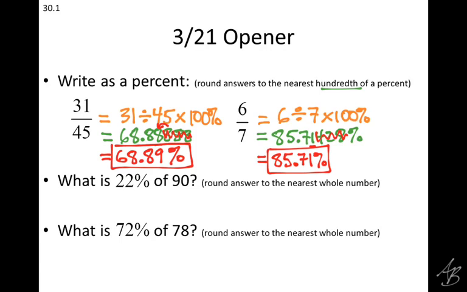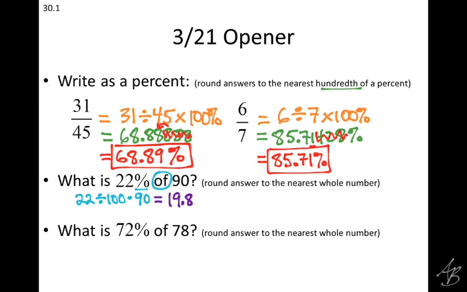The next couple, we want to find a percentage of a number. So what is 22% of 90? Let's see if you guys remember here. What does the word of mean usually in math? Multiplication, right? So when we want to do 22% of 90, what we're going to do is 22% times 90. And remember, percent means what? Out of 100. So 22% means 22 out of 100 or divided by 100. And then of 90 means times 90. So we just punch that into our calculator. 22 divided by 100 times 90. And we get what?